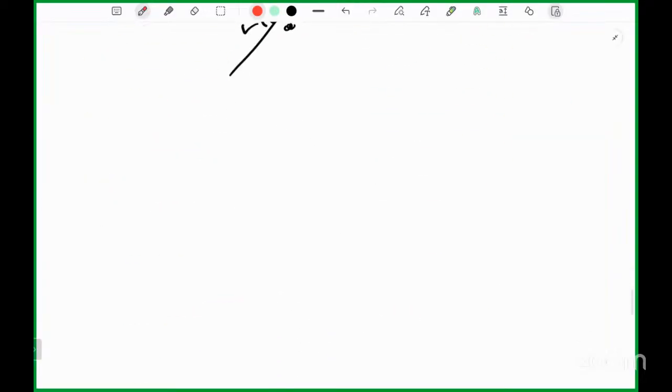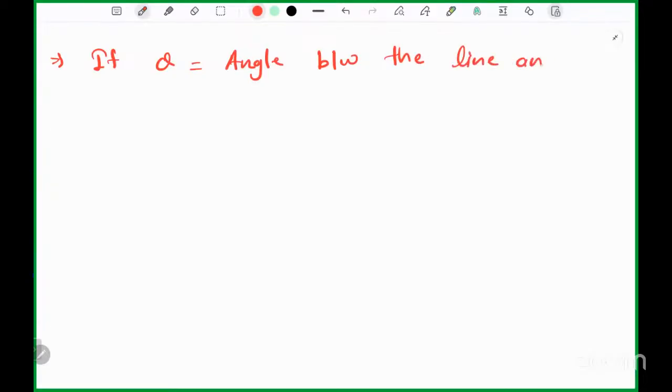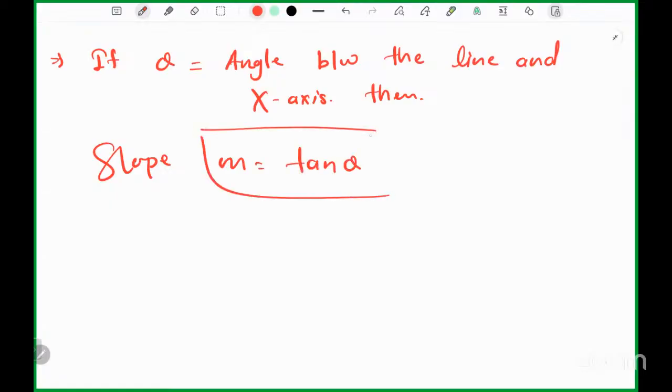To sum up the whole theory, if theta is the angle between the line and the x-axis, then the slope of the line m can be written as tan theta. This is also another important thing about the slope of a line. So if theta is the angle, then the slope is also written as tan theta.